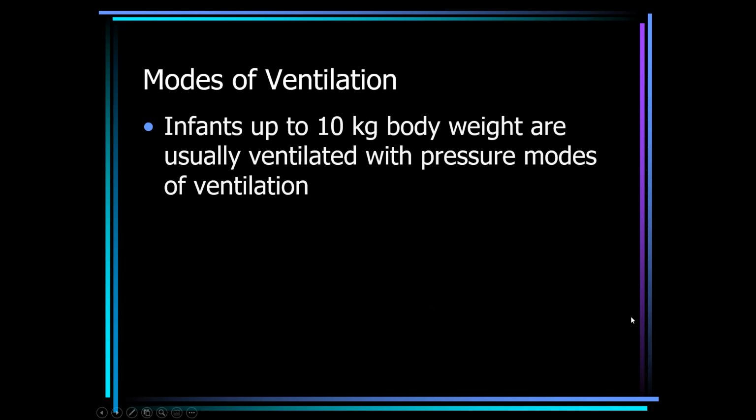All right, now we'll go through the different modes of ventilation that are used on neonates. It says that infants up to 10 kilograms body weight are usually ventilated with pressure modes of ventilation. 10 kilograms, how many pounds would that be? 2.2 times 10, or 22 pounds. That's what, like a year old? A year and a half, maybe a 20-pound baby, a 2-year-old. So let's go with a year and a half, you're ventilating with a pressure mode of ventilation.